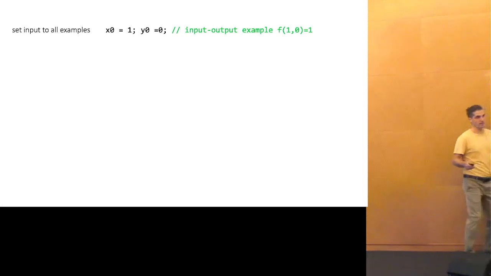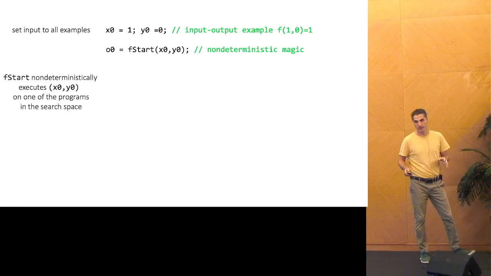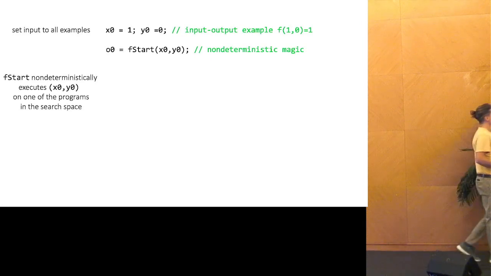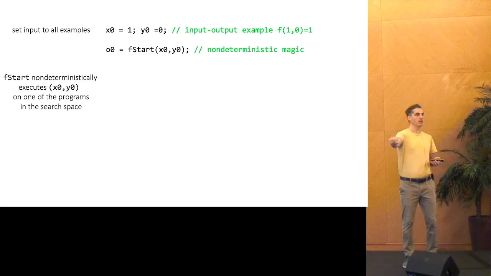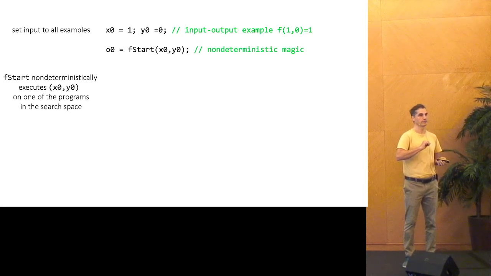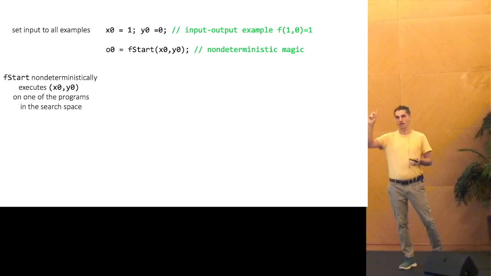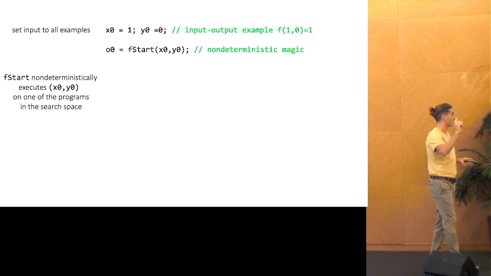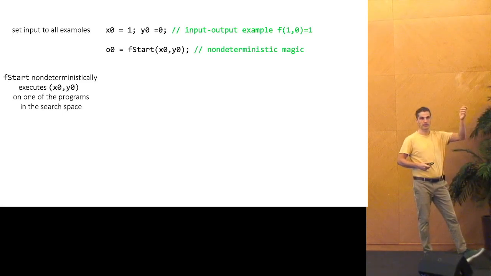So now here comes the magic. And this is where things get interesting for people who work on verification. I'm going to have a magic function called fstart that non-deterministically picks a program in my search space and runs it on x0 and y0. So this basically takes any program in the search space, non-deterministically, and runs it. And I'm going to show you in a second how to do that. And computes the output on x0, y0.